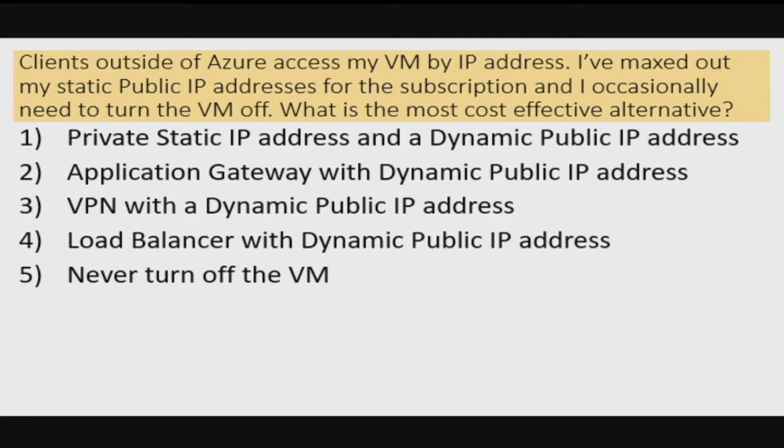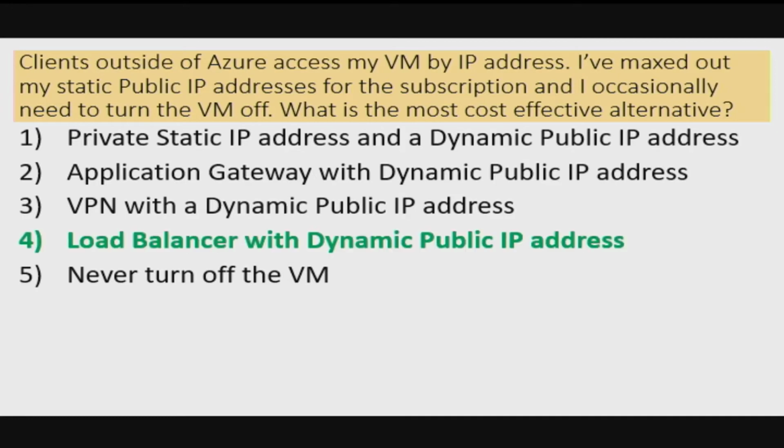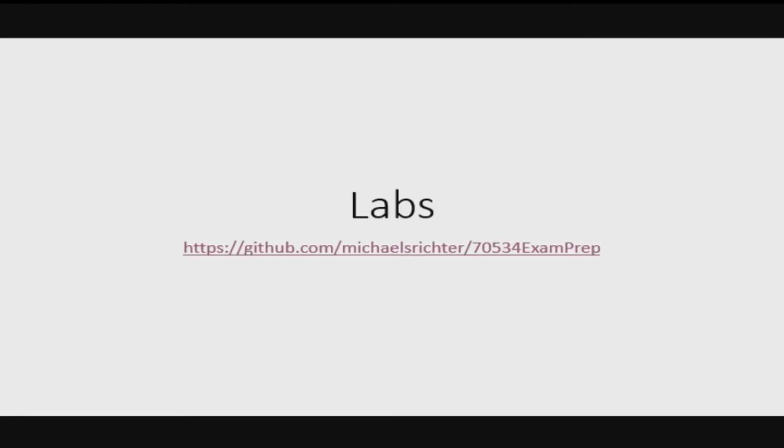So this one, 4, yeah. So this is a little trick, right? The load balancer, as long as the load balancer stays up, and that's essentially a free service, I'll have that public, even if it's a dynamic public IP, I'll have it associated with it. And I can just put the VM, one VM, in its backend pool. All right, and that's it.